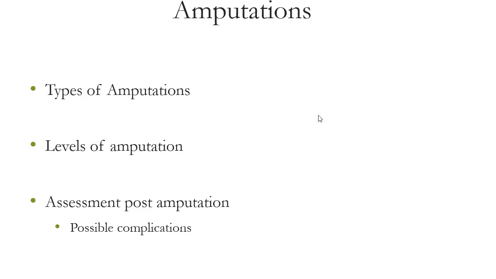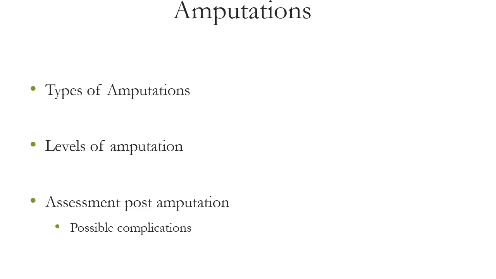So let's move to amputations. There are types of amputations: surgical, intended, or traumatic. Levels of amputation, if it is AKA, above the knee, BKA, below the knee. We could have the amputation of a toe or a transmetatarsal across the instep of the foot.